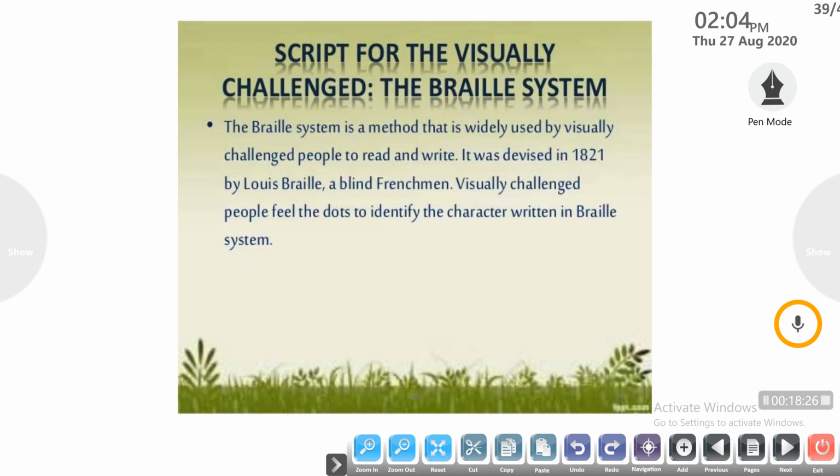The last concept is the Braille system. It is a script for visually challenged people. The Braille system is basically a method that is widely used by visually challenged people to read and write. It was devised in 1821 by Louis Braille, who was a blind Frenchman. Visually challenged people can feel the dots to identify the characters written in the Braille system.